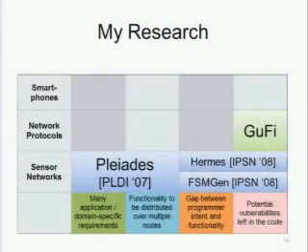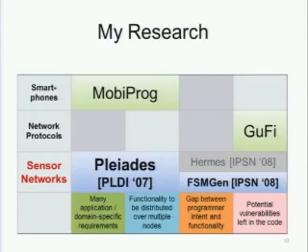I've taken the lessons that I've learned from building all these systems for sensor networks, and I'm currently in the process of applying them to build solutions for other domains. I'm working on GuFi, which is a tool to detect vulnerabilities in code, and I'm also working on MobiProg, which is a programming framework for cloud-enabled cell phone applications. So first, I'm going to talk mainly about my prior work in the domain of sensor networks. I'm going to focus here on the work on Pleiades and FSMGen. After that, I'm going to spend some time discussing my work GuFi, which detects vulnerabilities in network protocol implementations. So let's start off with sensor networks.